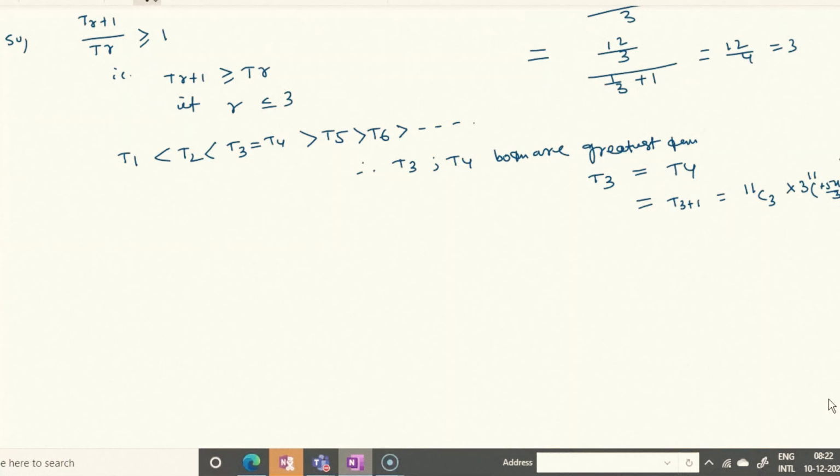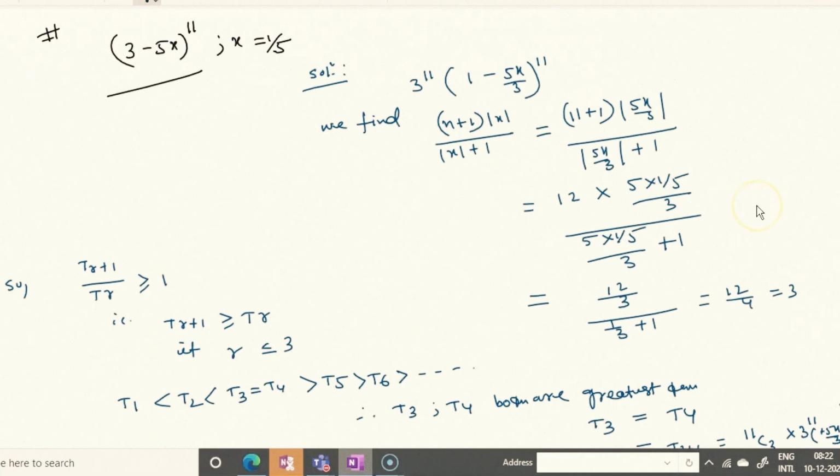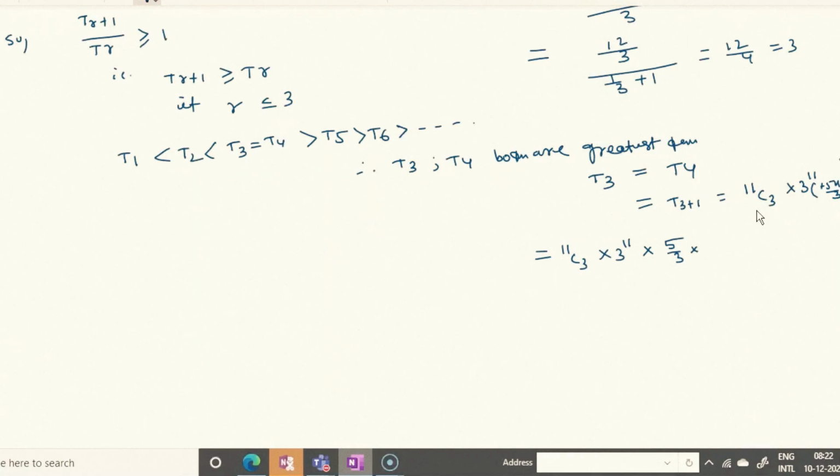No negative sign because you are finding numerically greatest term. This will be 11C3, 3 to the power 11, 5 by 3 into, what is the value of x here? The value of x is 1 by 5. Cube. So this is 11C3 into 3 to the power 8. This is the answer. So all of you have understood how to find the numerically greatest term. This is clear.